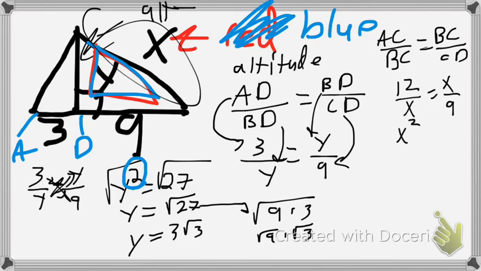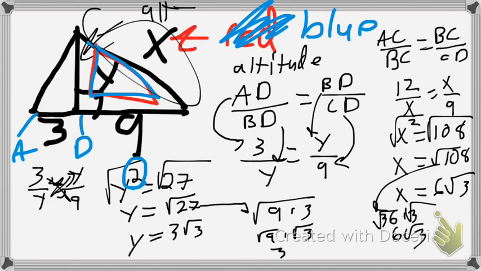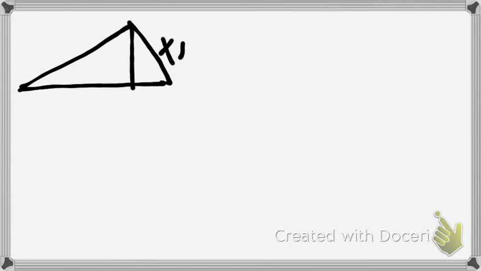So that's going to give us X squared equals, not the square root yet, just 108. That's 9 times 12. So when we take the square root there, we get X equals the square root of 108. I'm okay with that. But a better way to do that would be 6 square root of 3. Okay? And that's because 108 breaks down to 36 times 3. Square root both of them, I get 6 radical 3. Okay.